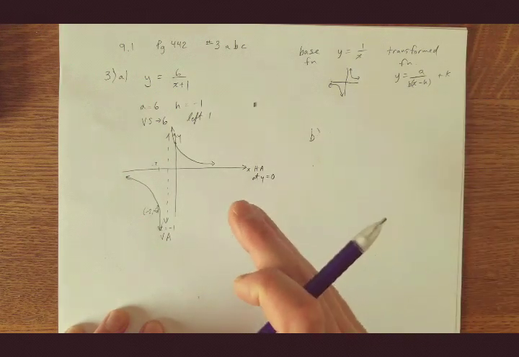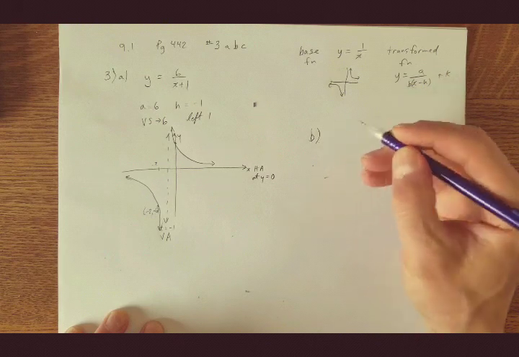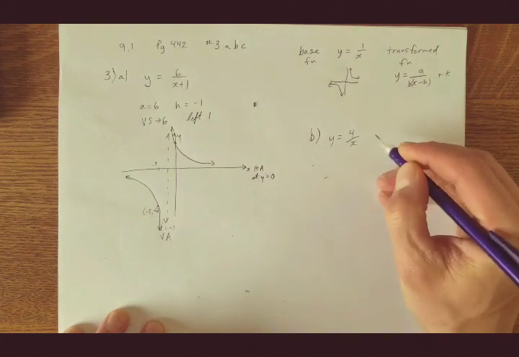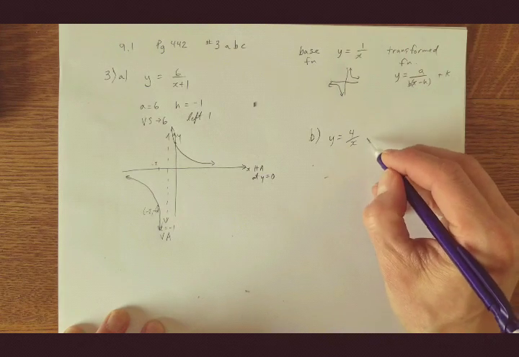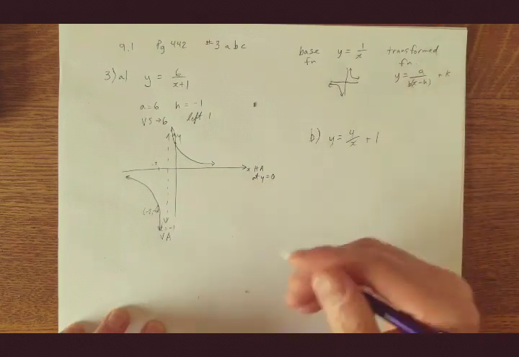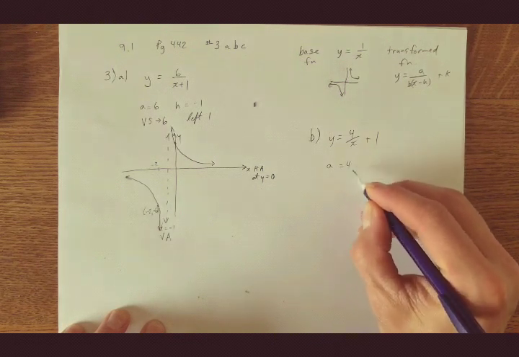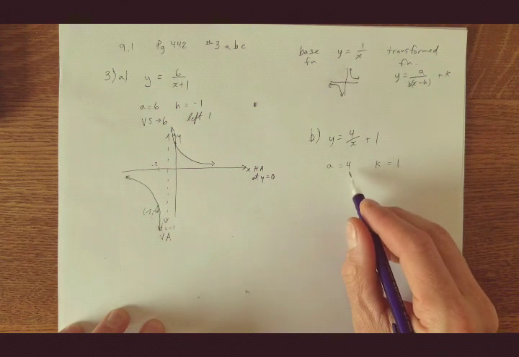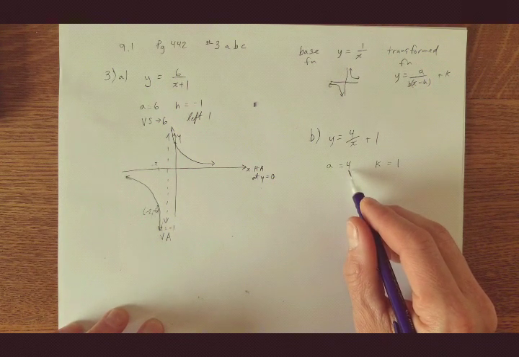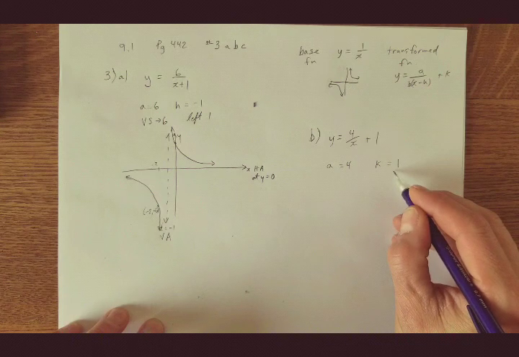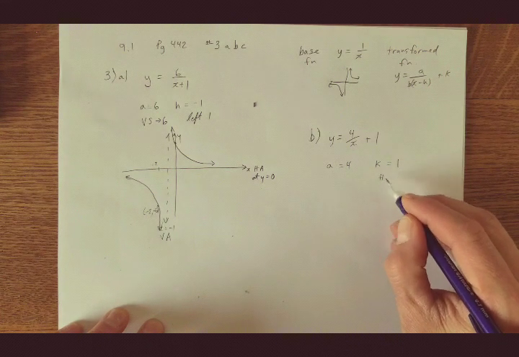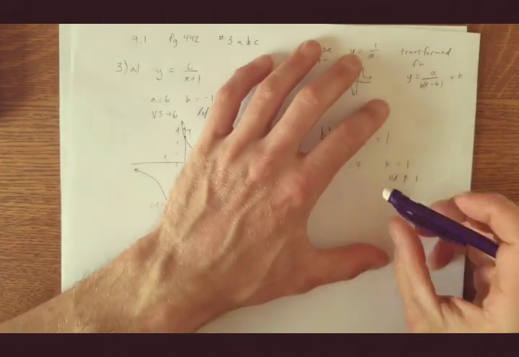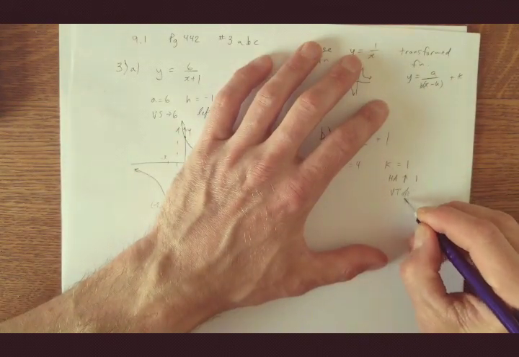B is y equals 4 over x plus 1. And now this one has an a value of 4 and a k value of 1. So this is going to stretch it vertically by 4 units, which doesn't change any asymptotes, but this is going to change the horizontal asymptote and all other points up by 1. So this is a vertical translation of 1.